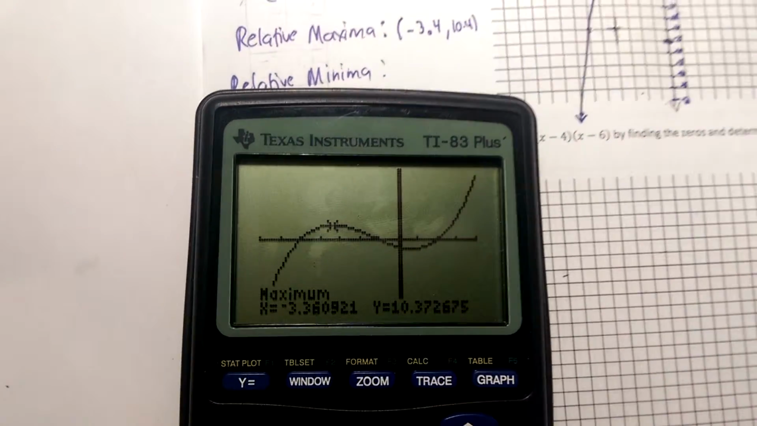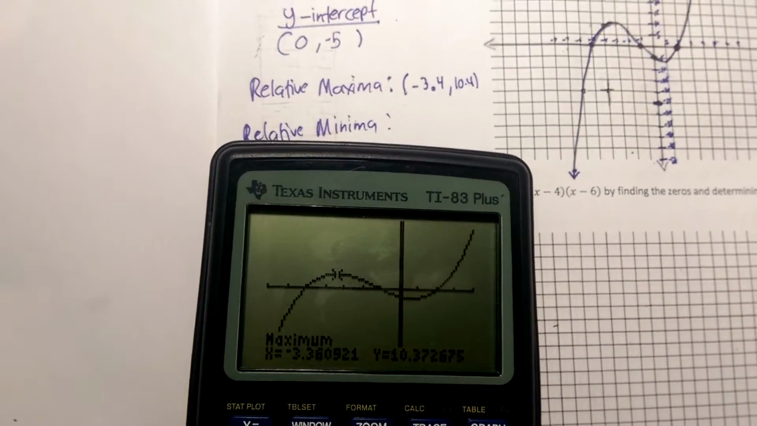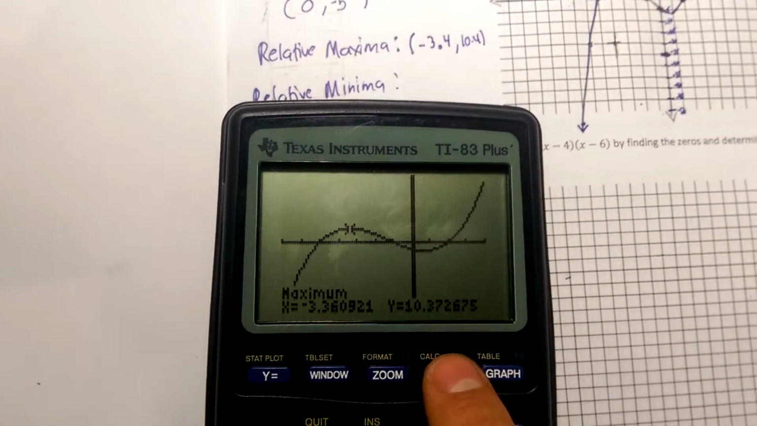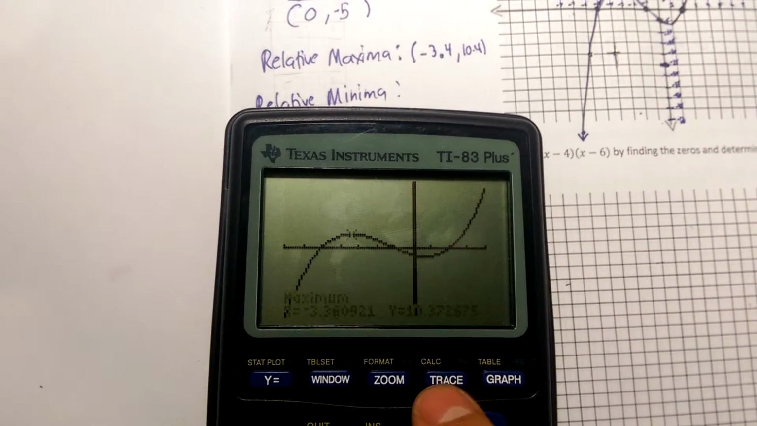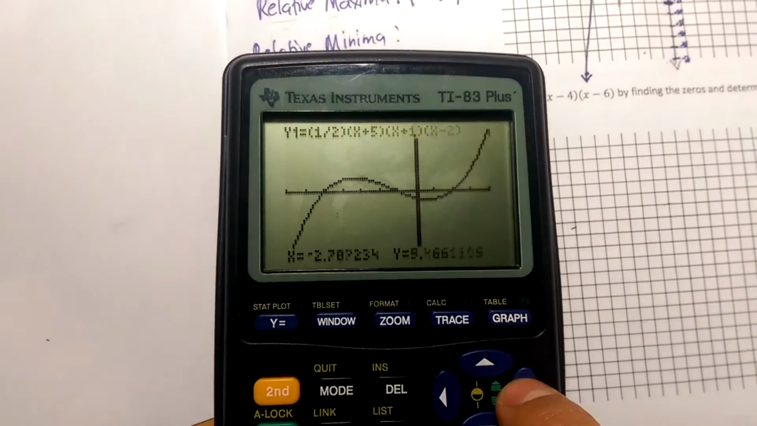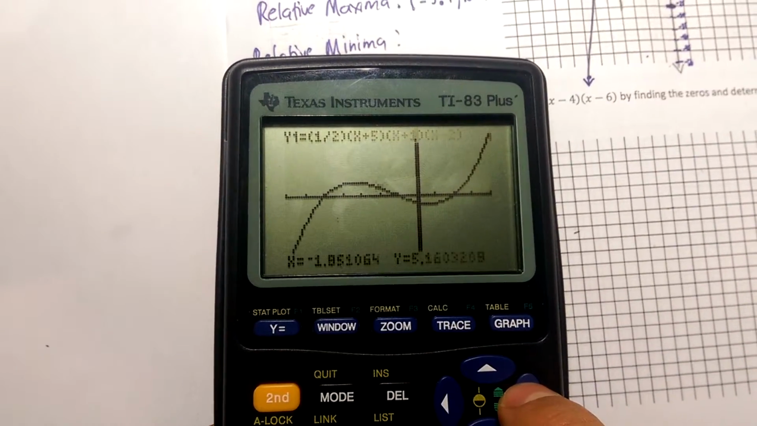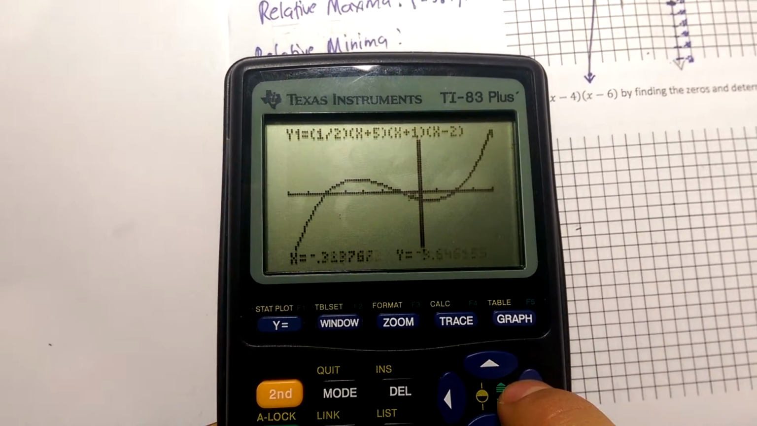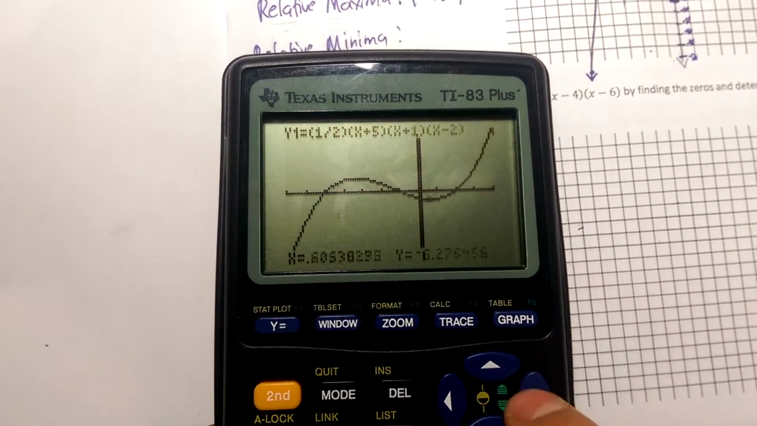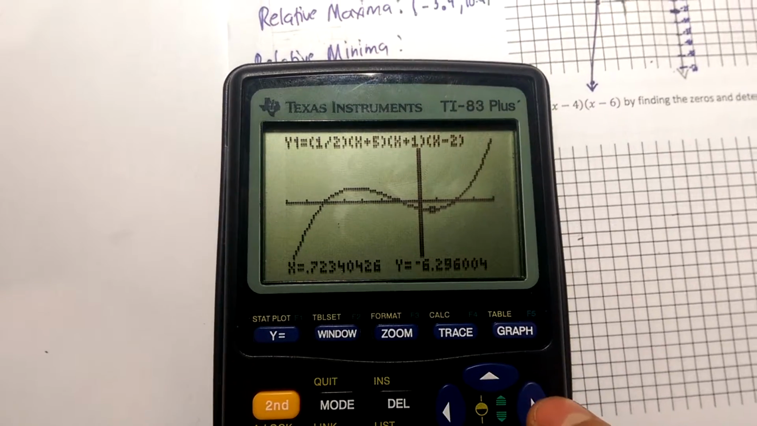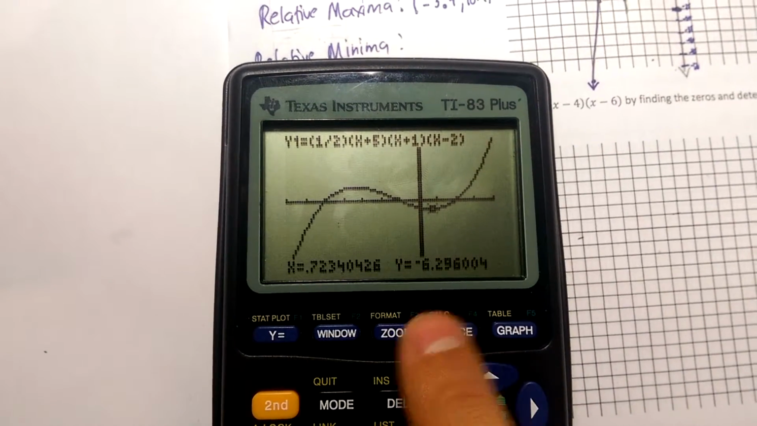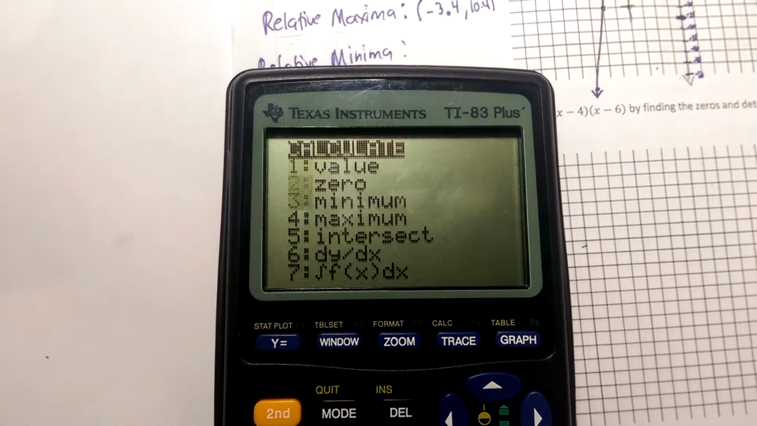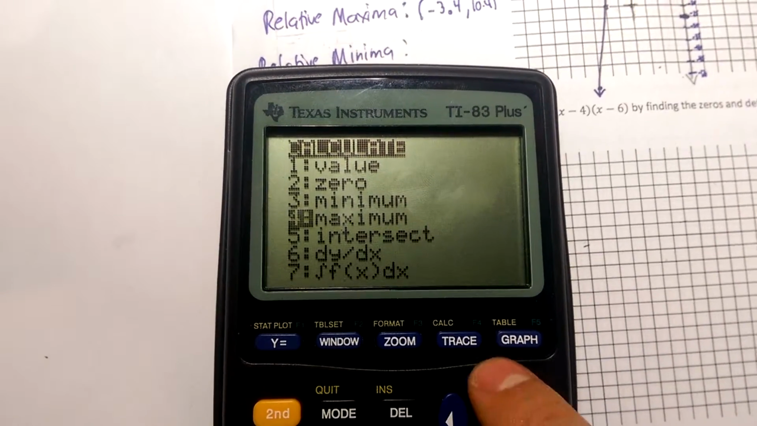Again, now we're going to get at the relative minima, if there's a relative minima. So what am I going to do? The same thing. I'm going to hit trace and hold it down, because I don't feel like pressing it repeatedly. Once I'm there, what do I do? Second trace. Now what do you guys think? Maximum again? No, minimum, right?